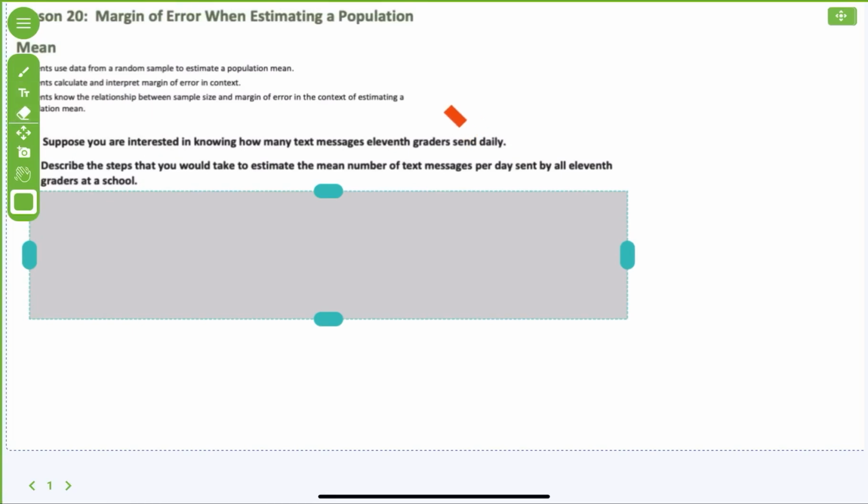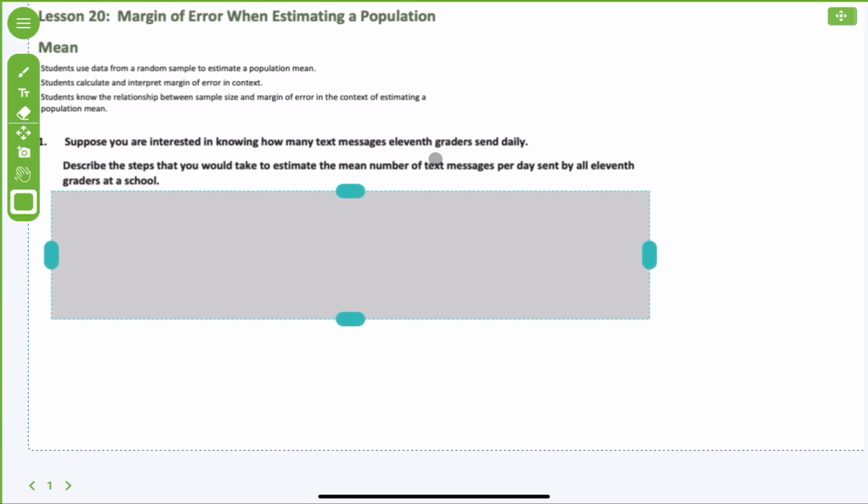So this is Algebra 2, Module 4, Lesson 20. And we're looking at the margin of error when estimating a population mean again, okay? So students use data from random samples to estimate a population mean. Students calculate and interpret margin of error in context. Students know the relationship between sample size and margin of error in the context of estimating a population mean.